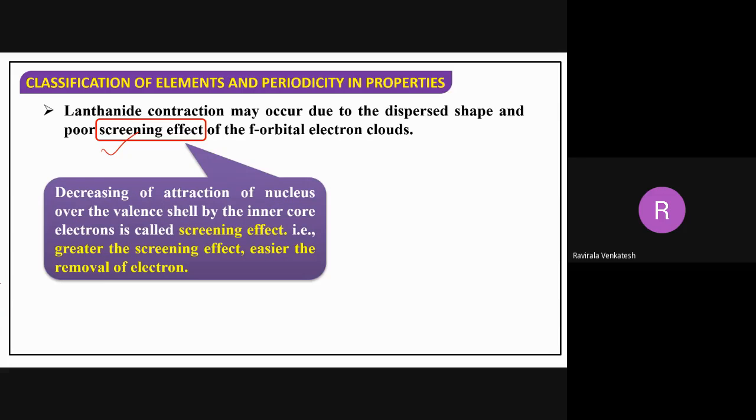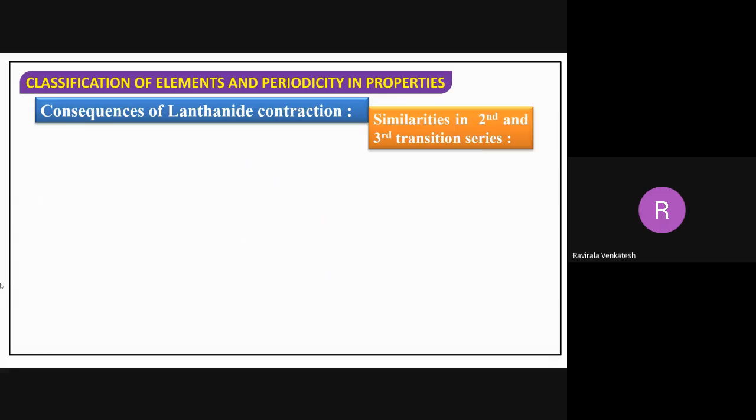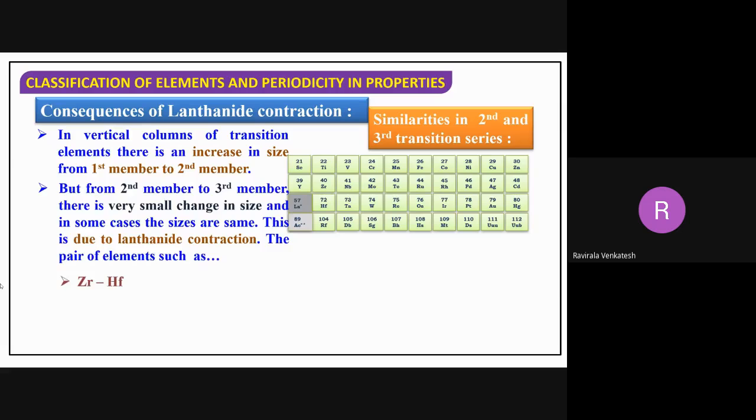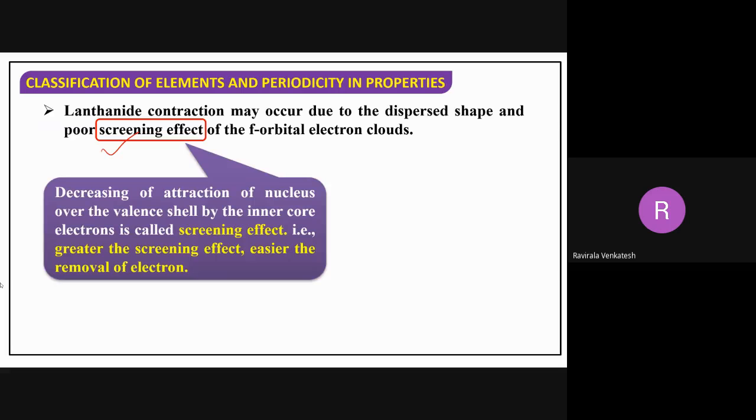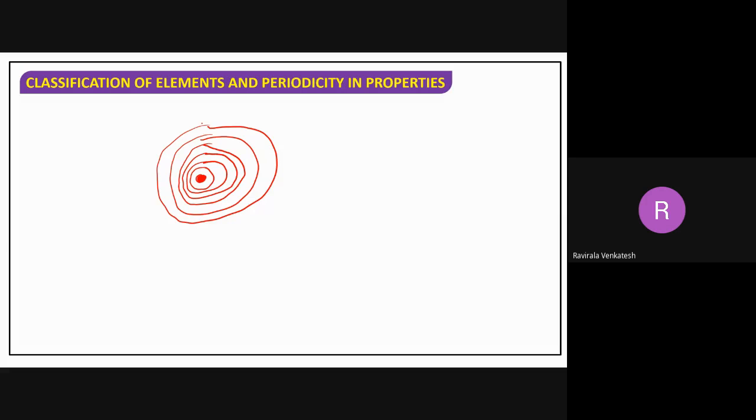Let me discuss this one. How to explain this? I will take a beautiful example. Here I have taken the nucleus. This is the nucleus, and here the first orbit, second orbit, third orbit, fourth orbit, fifth, and sixth.